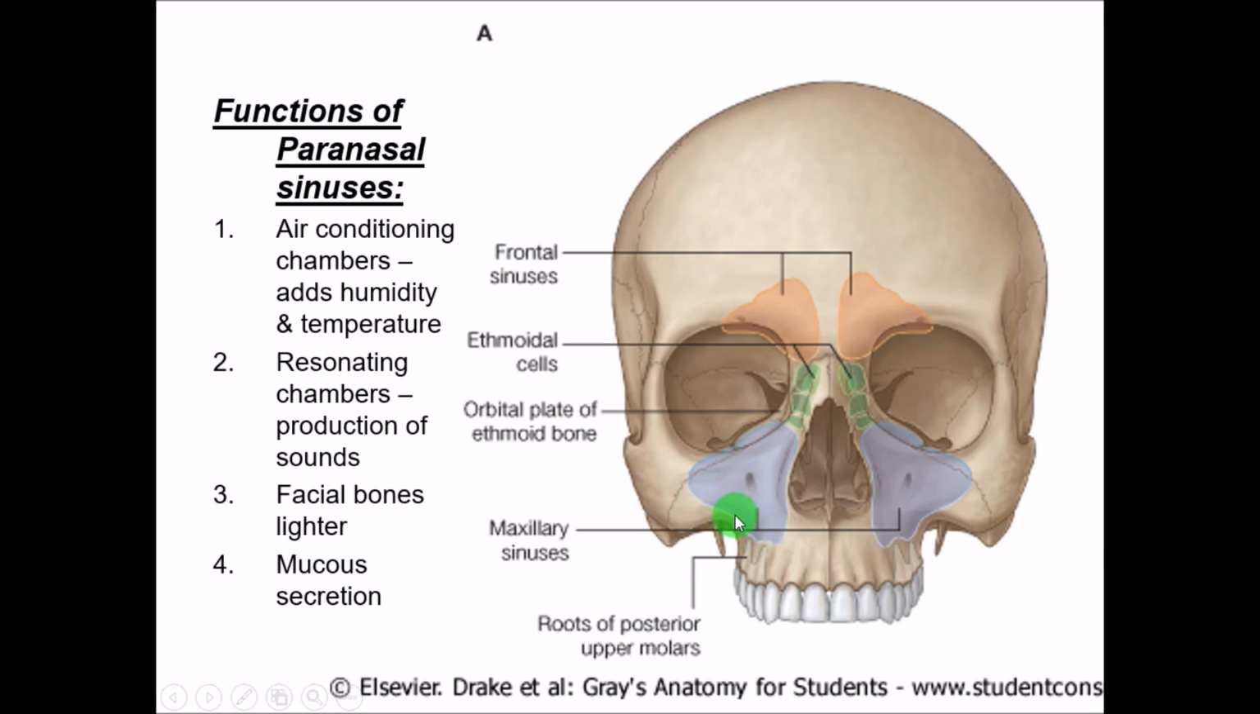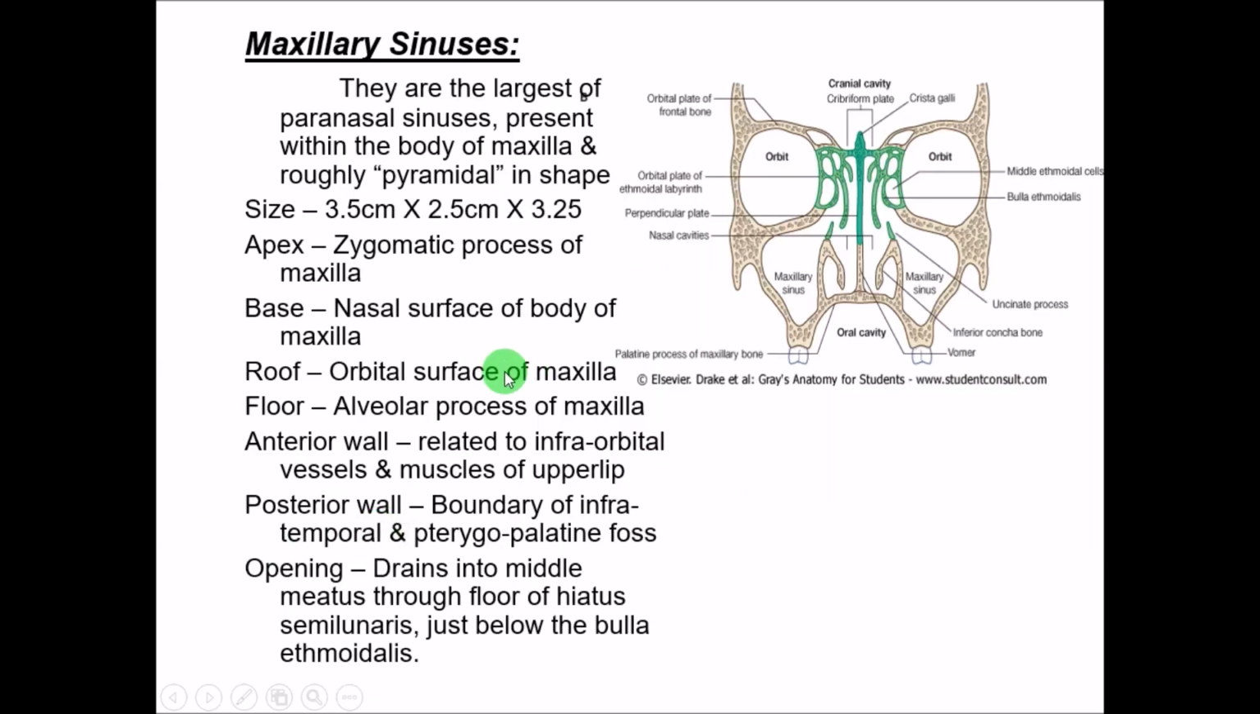And the floor will be here. The floor will be formed by the alveolar process of the maxilla. So this has an apex, a base, a roof, as well as a floor. This is the apex, this is the base, this is the roof, and this is the floor.